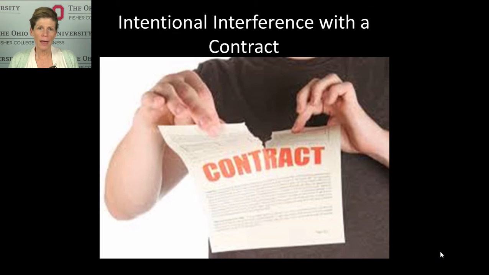If you have a prospective employee who has interviewed with you, and you are offering them a certain salary, and somebody else comes along and just offers them a better deal, that's not enough to be an intentional interference. It's got to be more than just they gave me a better deal. They have to actually cause you to breach a contract.